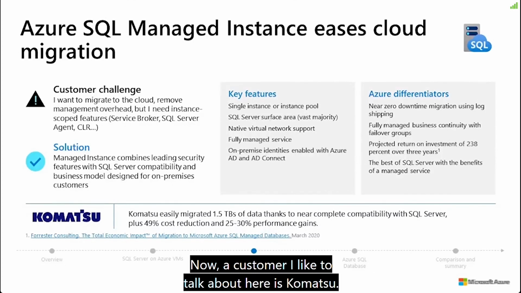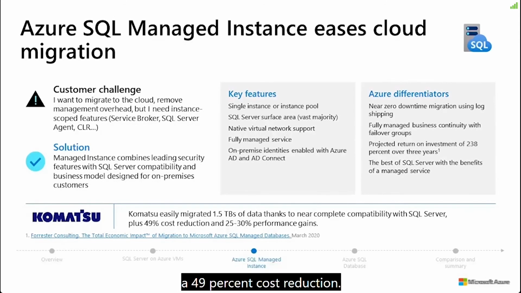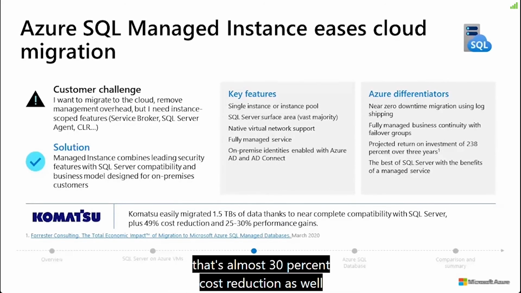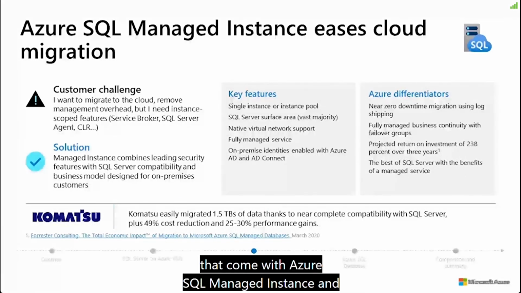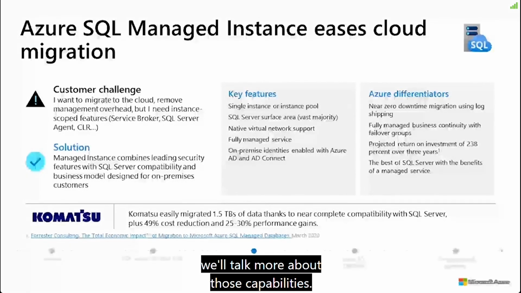Now, a customer I like to talk about here is Komatsu, and the reason I like them is, as you can see, they were able to move with almost no code changes, and even more powerful, as you look at these numbers, they were able to pretty immediately see a 49% cost reduction. That's big. That's not like 5 or 10%. That's like almost 50% cost reduction, as well as 25%-ish performance gain. So you can really see some of the benefits that come with Azure SQL Managed Instance, and we'll talk more about those capabilities.